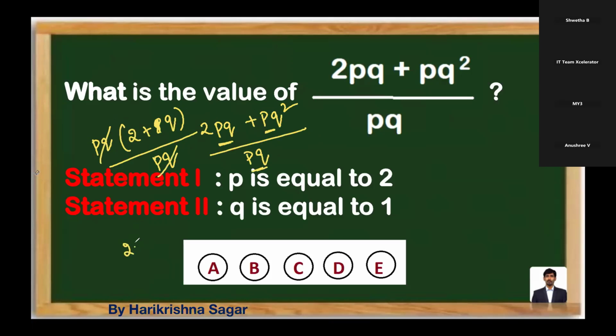What is the leftover term now? 2 plus Q, right? 2 plus Q means what is required to solve this question? Only the Q value. So statement 1, P is equal to 2. That is wrong. Eliminate A and D. Statement 2, Q is equal to 1. That is right. Mark the answer B. So please realize from this, do not read the complete statements. Look at them individually.